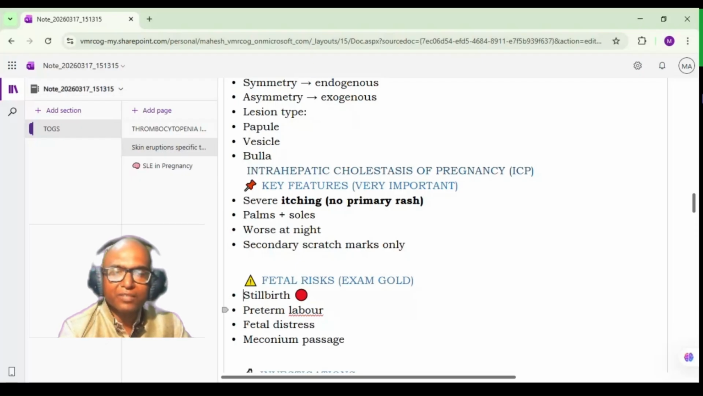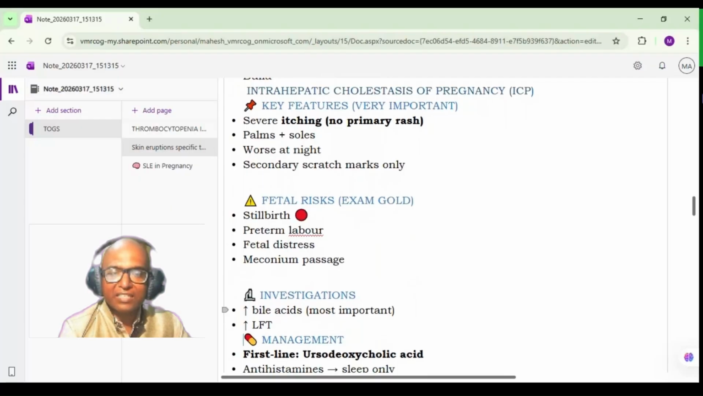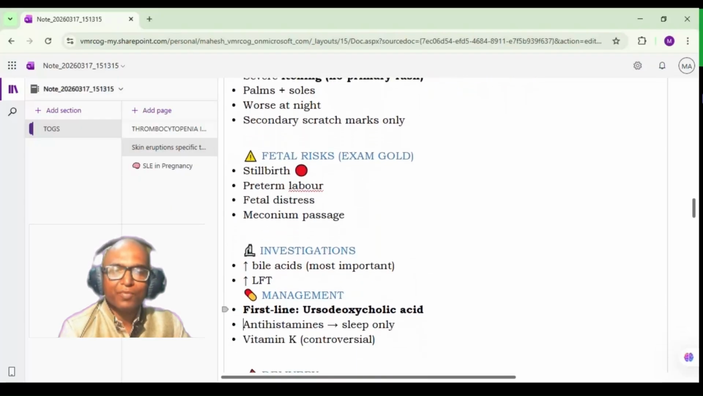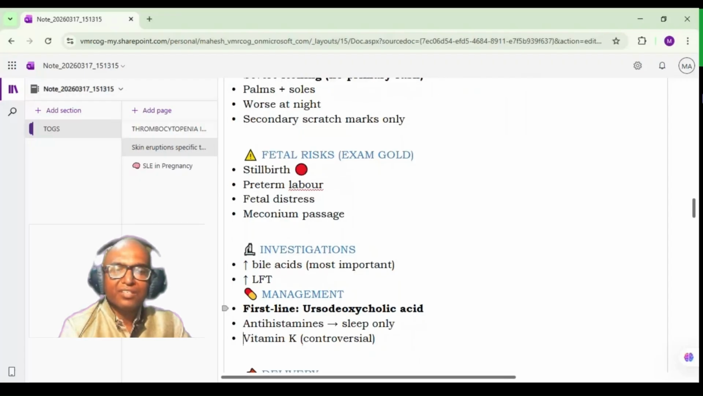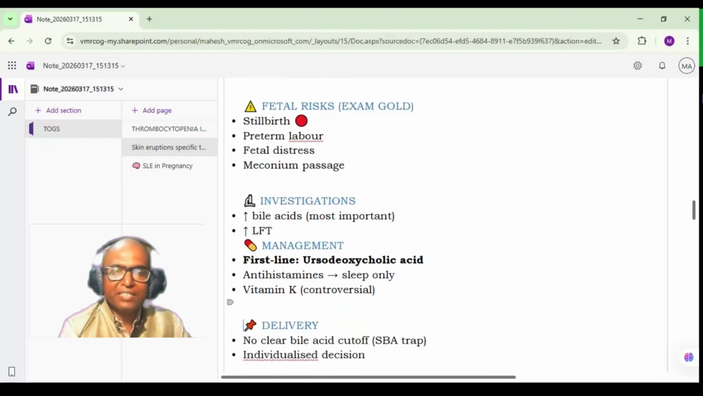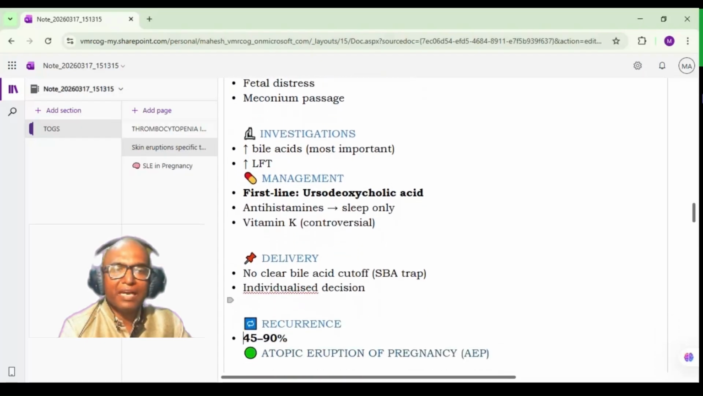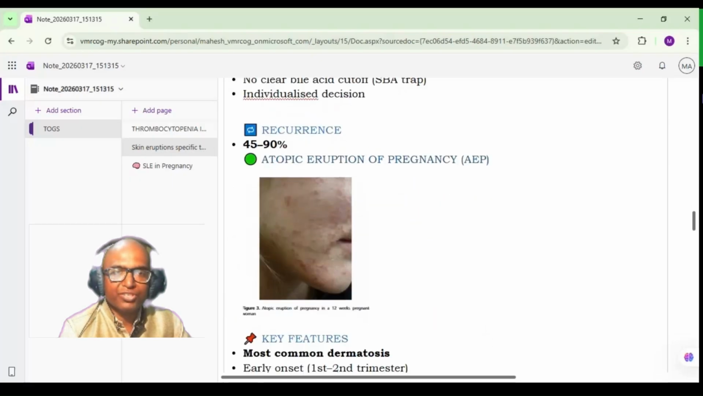One, there can be stillbirth, preterm labor, fetal distress, and meconium passage. These are the risks associated with ICP. There is increased bile acid level and LFTs are raised. The management is by ursodeoxycholic acid. Antihistamines can be given, creams can be applied, and the role of vitamin K is controversial.